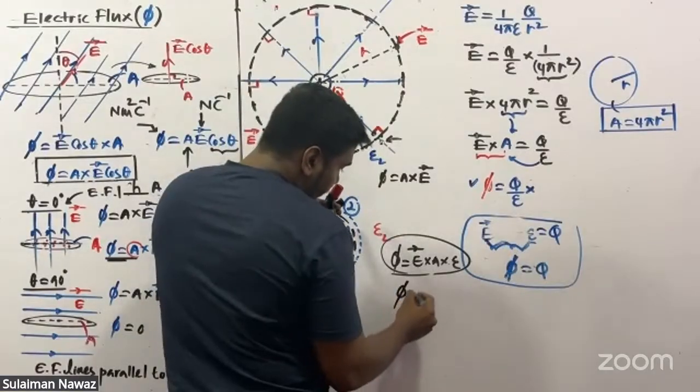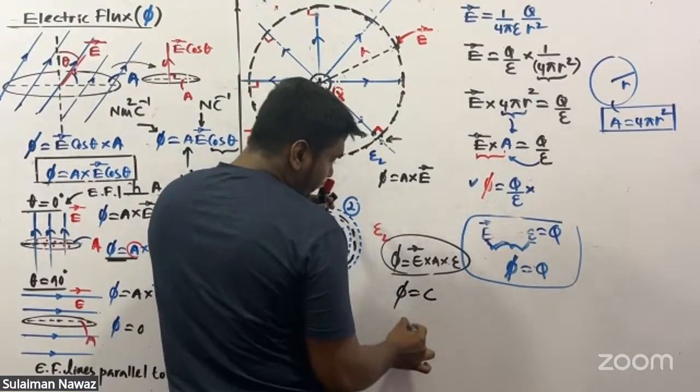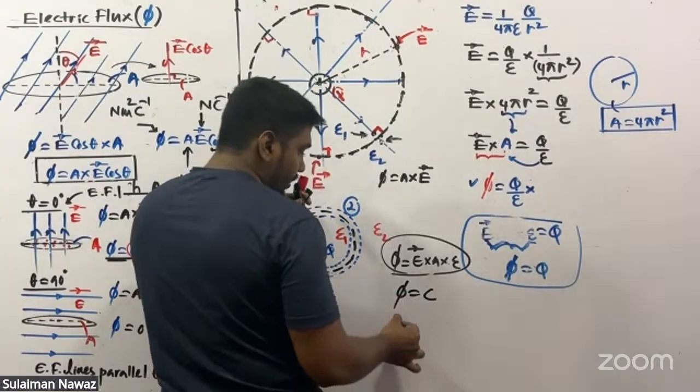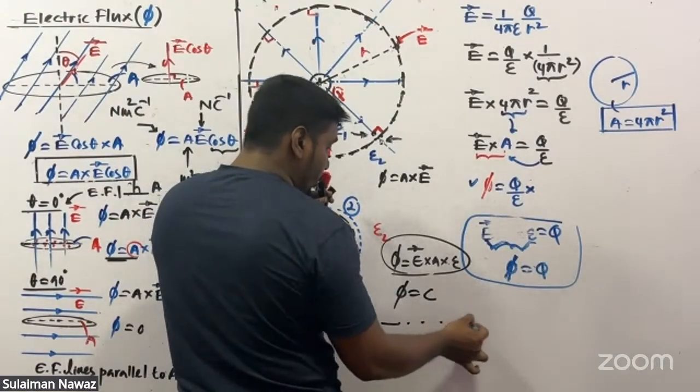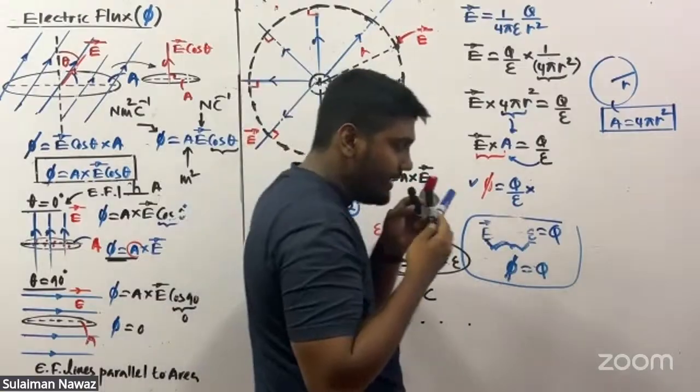Then what should be the units of standard electric flux? That is coulombs. Write down: the units of standard electric flux is coulombs.